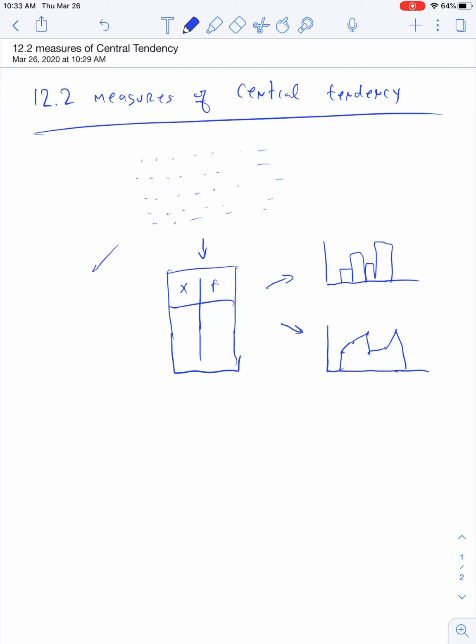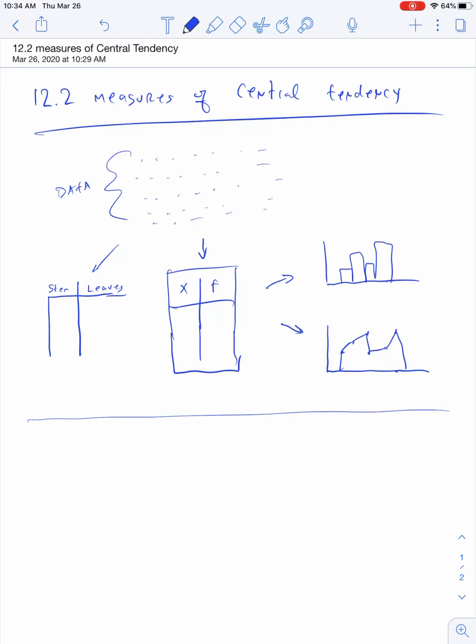We even learned that another option is to make our stem and leaf plot, where this is the stem and those are the leaves. So with all this data, we can do these different things to help visualize our information.